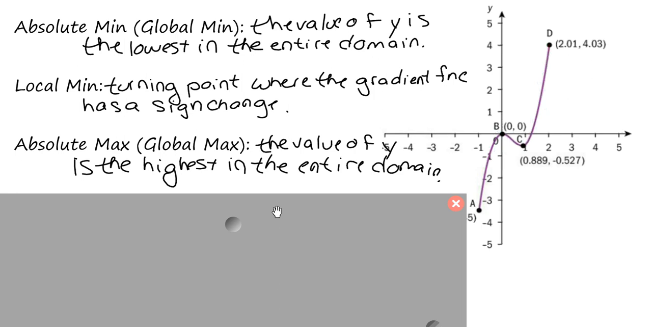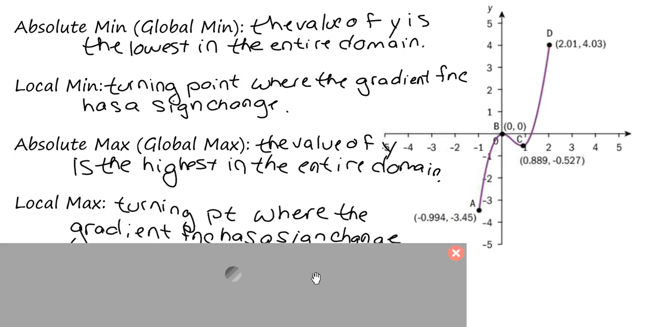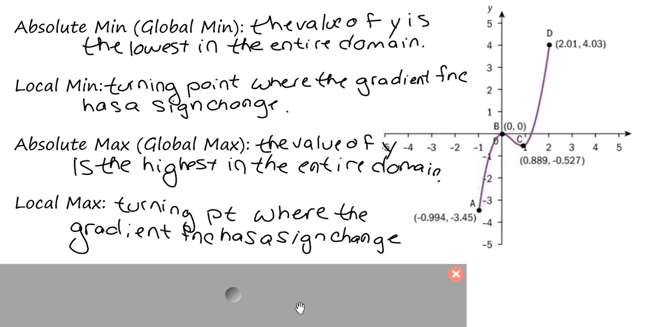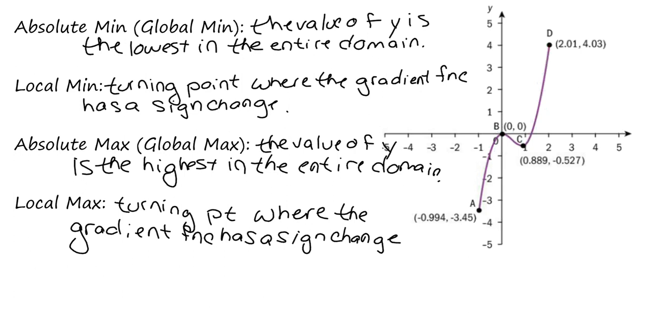Absolute max is where the value of y is the highest in the entire domain. So it's the highest possible y value. And then local max is going to be, again, a turning point where there is a sign change in the gradient function. So the absolute min, the absolute lowest point in this graph is A. Absolute max, the highest point is D. And then local min, local max. Which one's the local min? C. And which one's the local max?